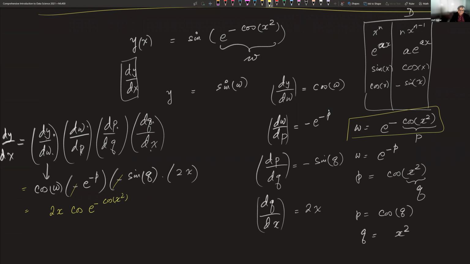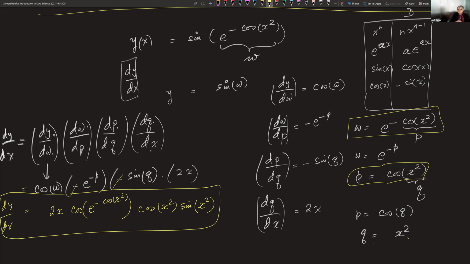Wow, pretty complicated thing we did. E to the minus p. Now, what is p? P is cosine x squared. Then we can write cosine x squared times sine q. What is q? So we have sine x squared, and lo and behold, we solve this problem. So we say dy dx is equal to this.